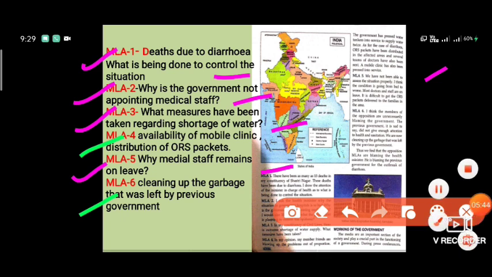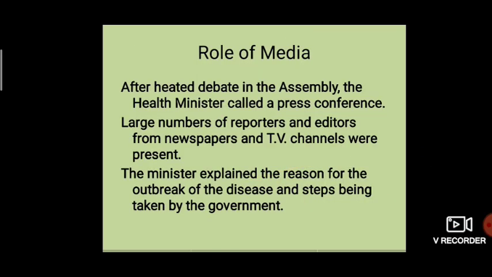Okay, let us move to the next topic. The next topic is the role of media. Now, in this way, we find that the opposition MLAs were blaming the health minister, and the health minister was blaming the previous government, saying they have not done the work, so we are completing their work. We are cleaning the garbage and other things.